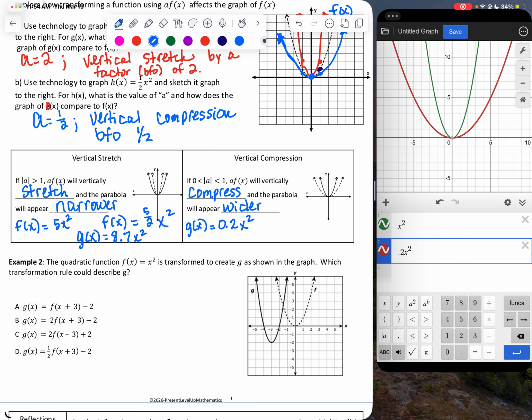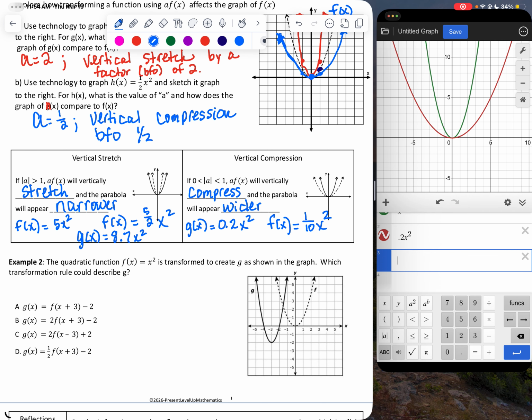If I had f of x equals 1/10 x squared. 1/10 is bigger than 0 but smaller than 1. Let's look at what that would look like. Fraction 1 over 10 x squared. So again, you can see that we have a vertical compression and the graph appears wider than the parent function.